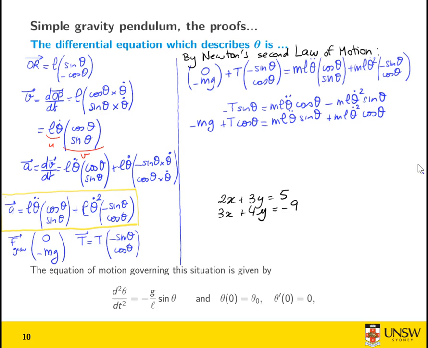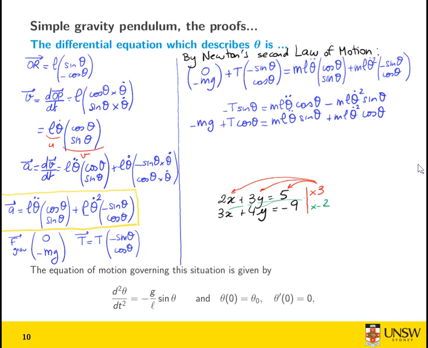And let's say you want to eliminate x. What you could do is multiply the first equation by 3, which means multiply each term by 3, and that's going to create a 6x. If you multiply the second equation by -2, that's going to create a -6x, and as a result, when you add them, the x's will be gone.